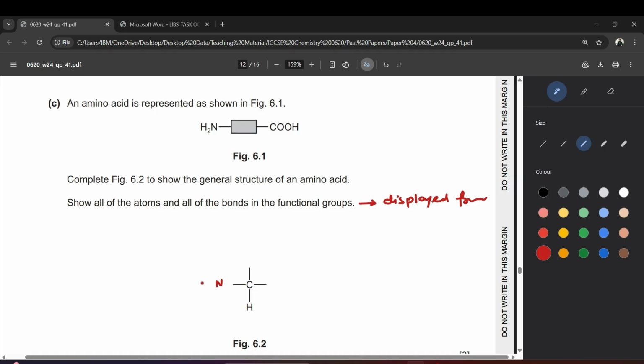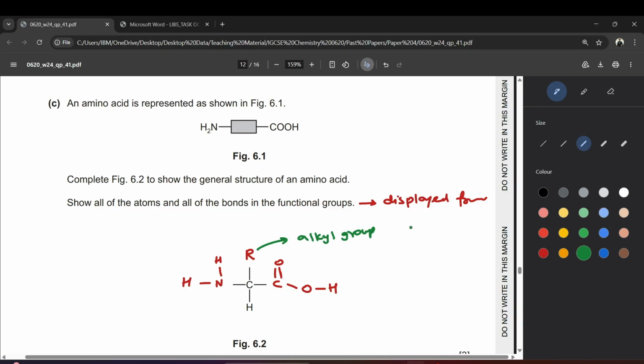So this is your amine group. One of the bonds is with a carboxylic acid functional group. You can say carboxyl group. So that will be COOH: C double bond O, and then OH. Okay, so that is another one. And the fourth bond is with R. Now this R is actually an alkyl group.